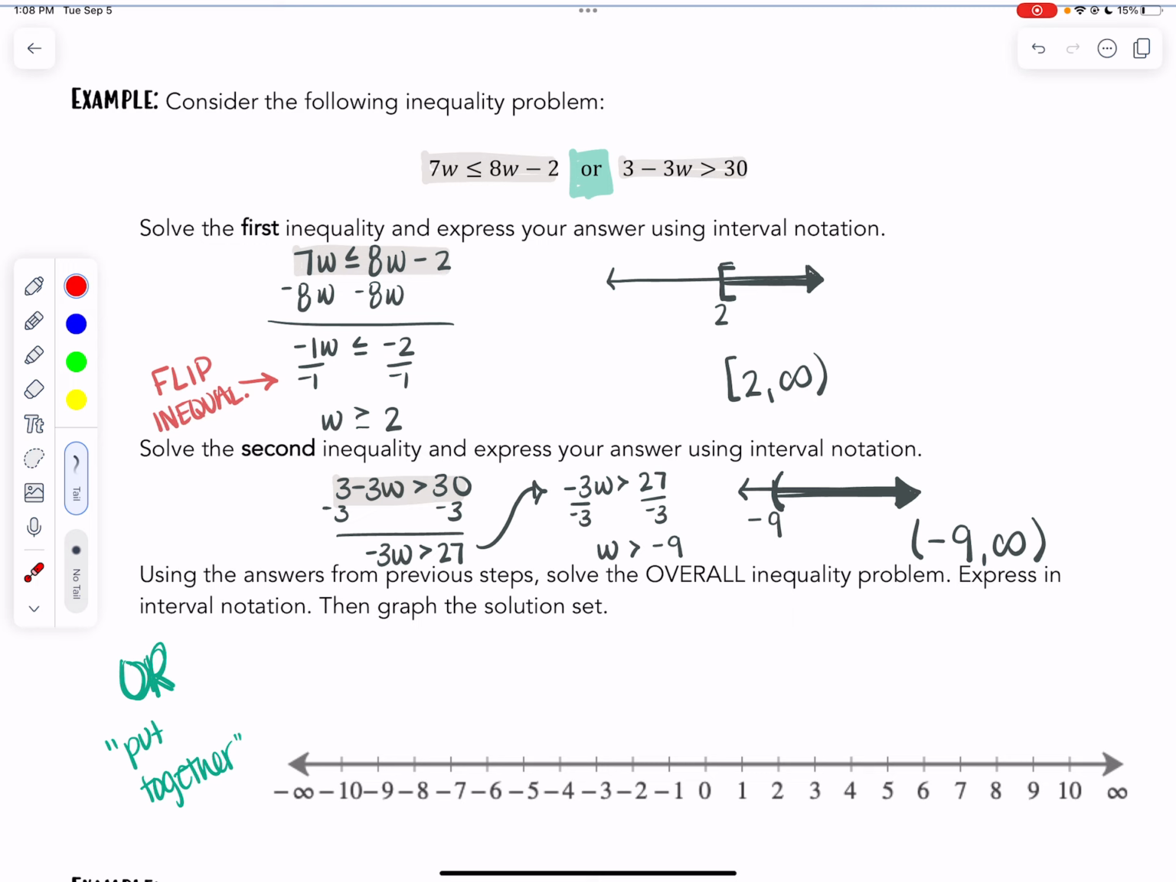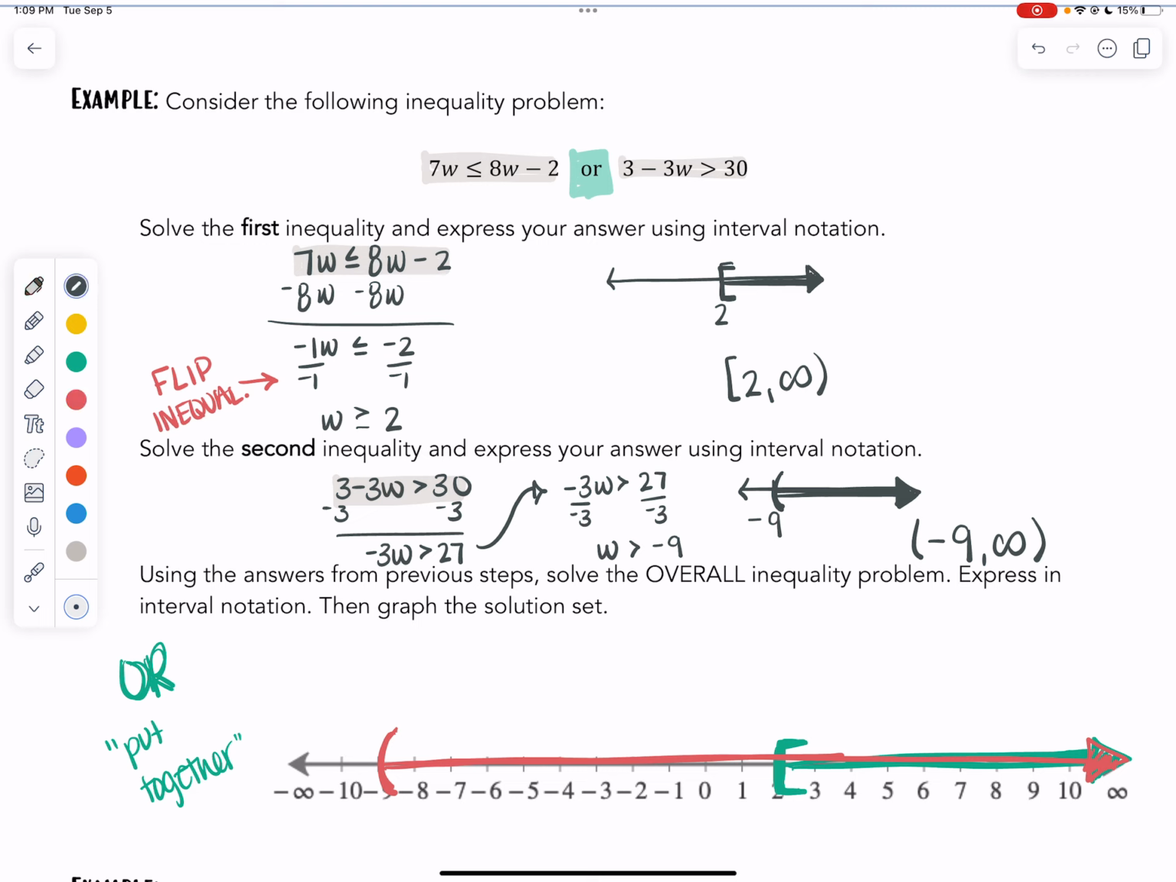All right, so I've got this first graph, 2 going to infinity. I'll do that one first in green, and it's a bracket. So I've got 2 going to positive infinity. And then I've got negative 9 going to infinity with a parenthesis. Right? Or is going to be where they both are.